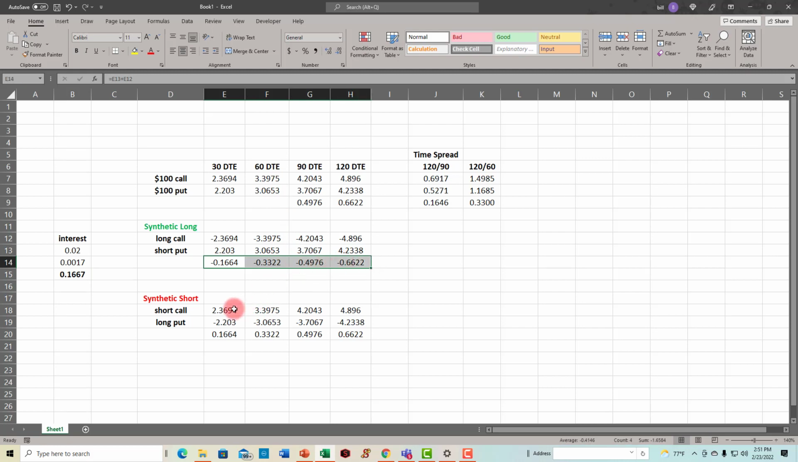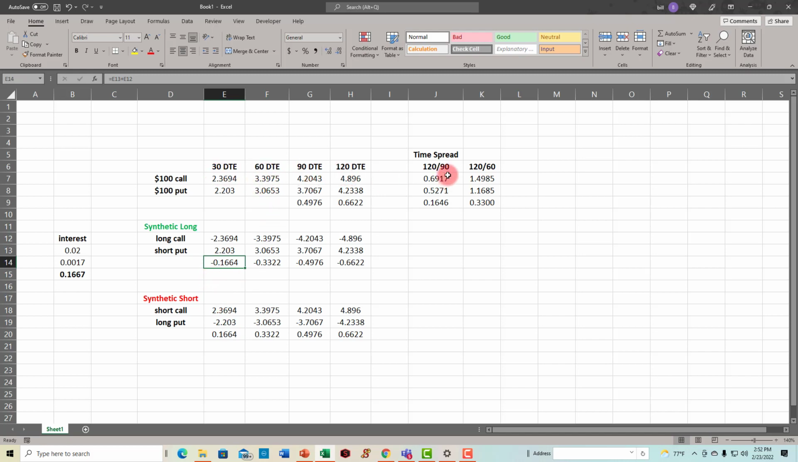Now, the synthetic short, if you think about it, is exactly the same as the long. It's just the trader on the opposite side of the trade. So notice that these numbers here on the synthetic longs are exactly the same as for the synthetic short. We just have the signs reversed. So this is minus 16 cents. It's going to cost us 16 cents. If we sold the spread or did a synthetic short, we would receive 16 cents. So that's looking at the quotes vertically. Notice we have the call on top, put. We're taking call minus put in each of these. So that's a look at the synthetic long and synthetic short. But what if we look at them horizontally?